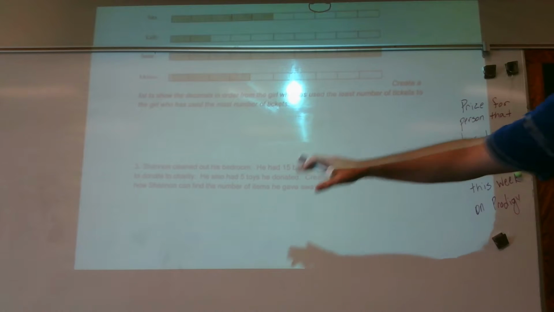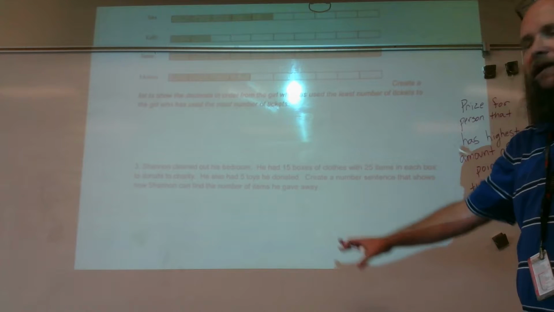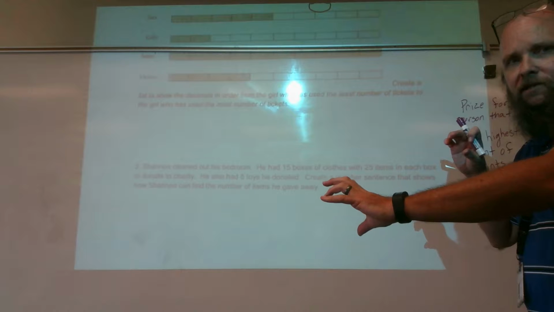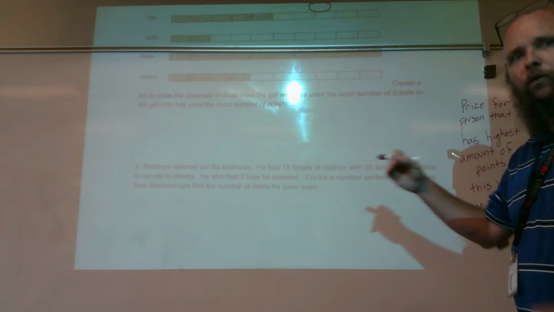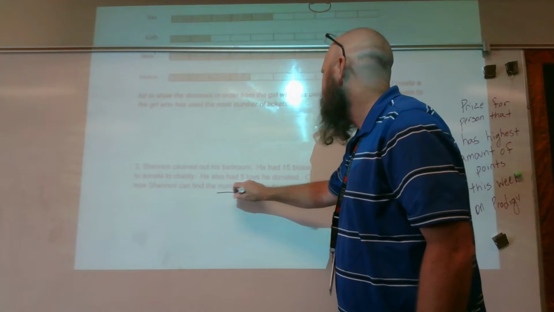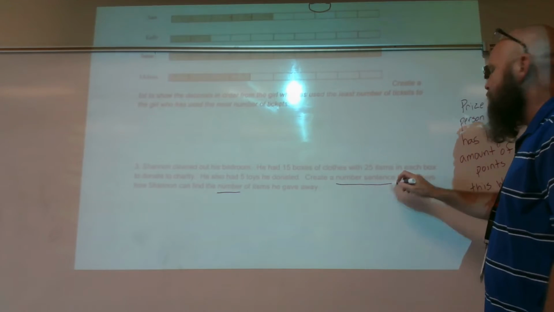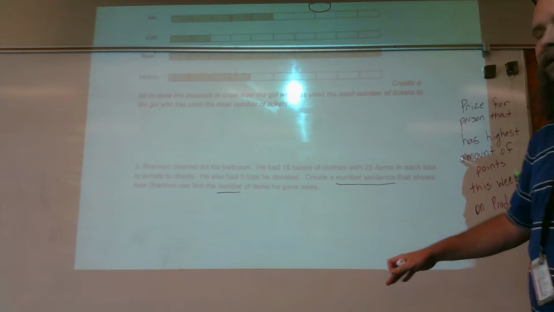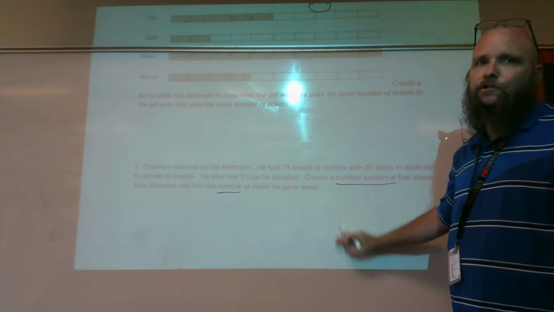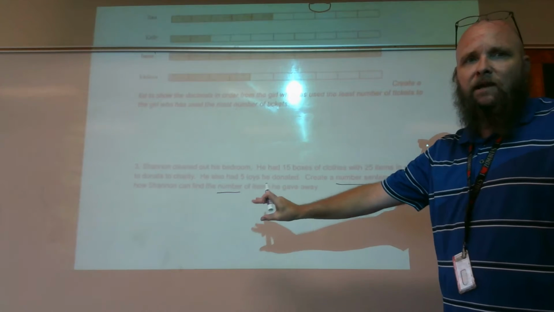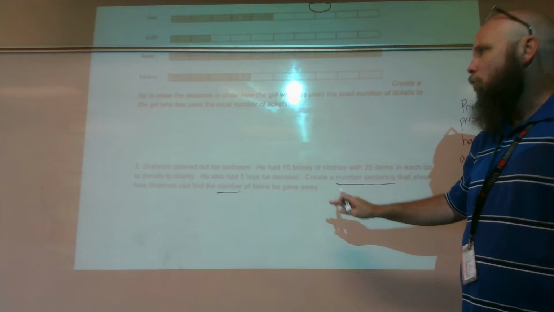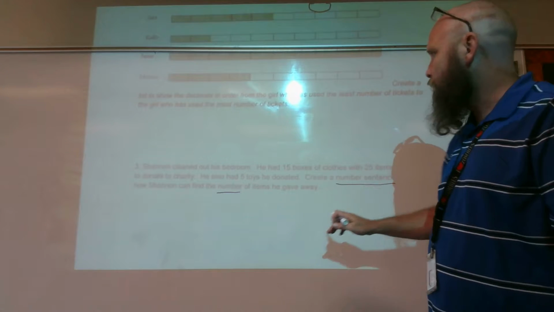We don't have to find the number of items Shannon gave away. We have to show in one number sentence how we would find the amount of items he gave away. So we need a number sentence. Create a number sentence. We're not answering it. About 97% of you put an answer there. Well, that's not what it asks you to do. A number sentence is a multi-step problem.